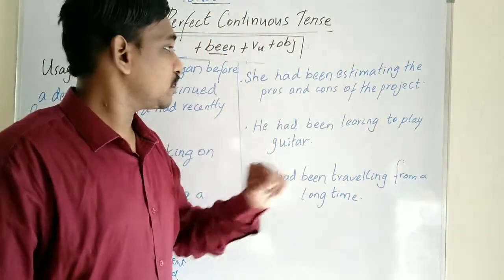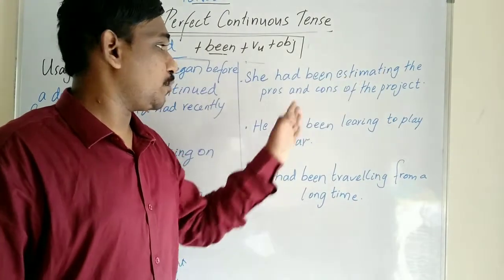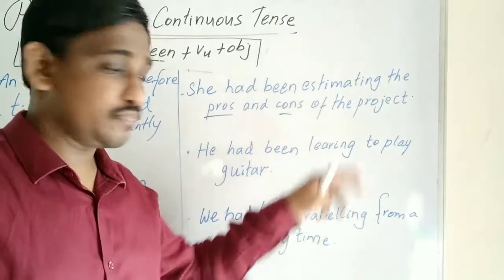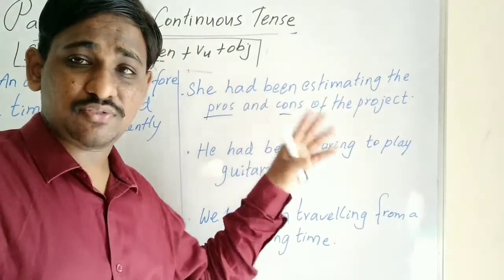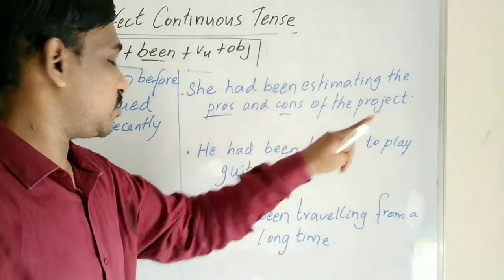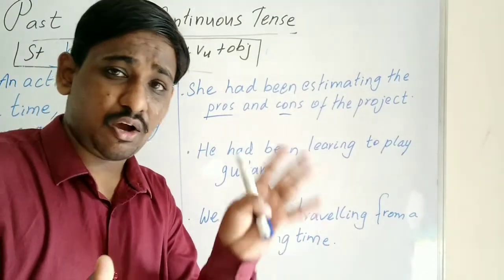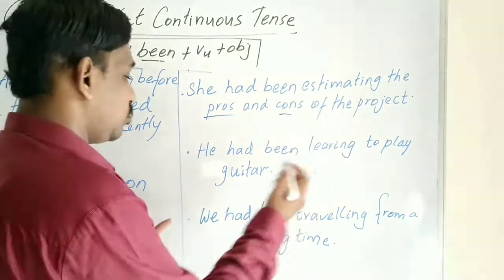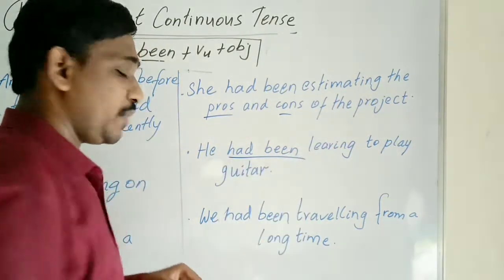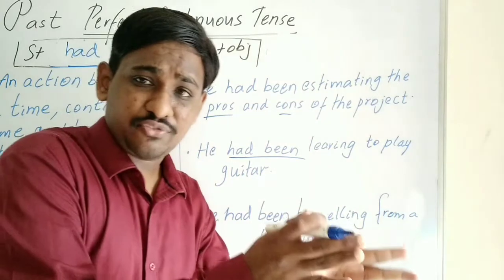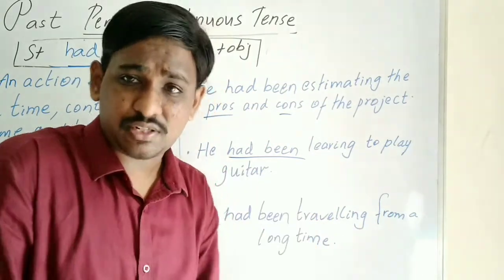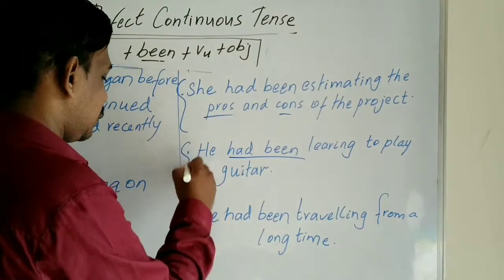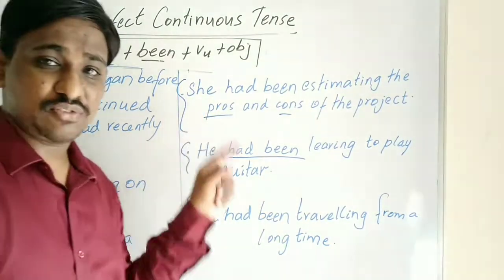She had been estimating the pros and cons of the project. So advantages and disadvantages, pros and cons, merits or demerits, positives or negatives. So she had been estimating. Now she is not estimating. She already completed it. Next one, he had been learning to play guitar. Now he is not going for the coaching. It completed. Right.